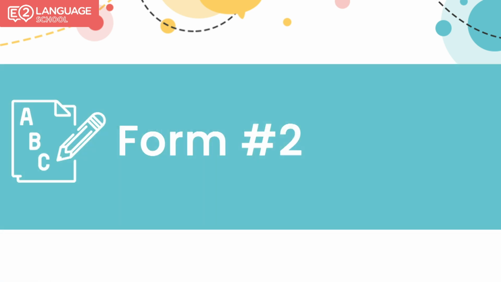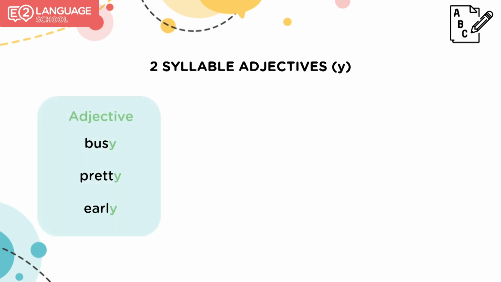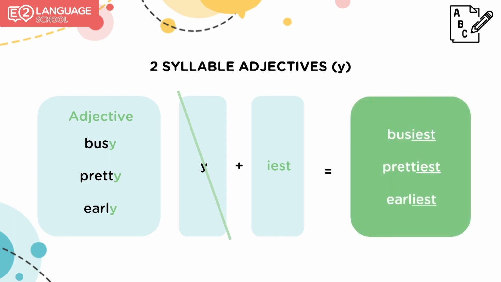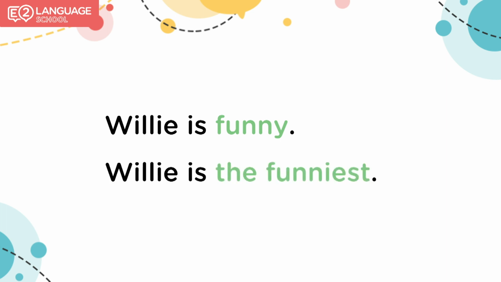Now let's take a look at the second form. So this is also for short adjectives that have 2 syllables, but the second syllable must end in y. So busy, pretty. And this is what we do. We take the adjective and we delete the Y. Then we add IEST. So busy becomes busiest, pretty, prettiest, and early, earliest. For example, Willie is funny. Willie is the funniest.